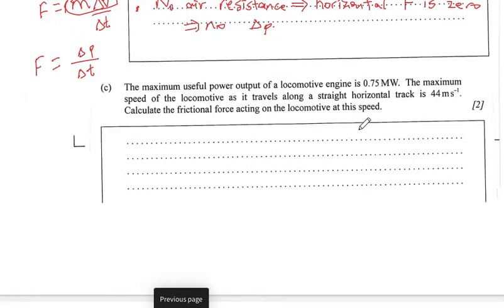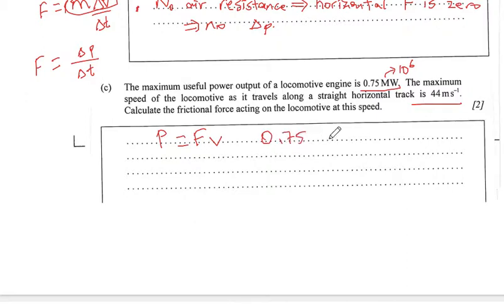Okay, now we're looking at the frictional force. We want to find the frictional force. We know the maximum power output is that number. Mega, as you know, means multiply it by 10 to the power of 6. And we know the force acting. Since it's constant speed, I can use power equals force times speed. I know the power, 0.75 times 10 to the power of 6 watts. That's going to be equal to force times the speed given, which gives me the force calculating to 17,000 newtons.